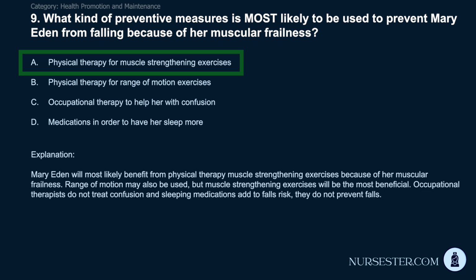Mary Eden will most likely benefit from physical therapy muscle strengthening exercises because of her muscular frailness. Range of motion may also be used, but muscle strengthening exercises will be the most beneficial.